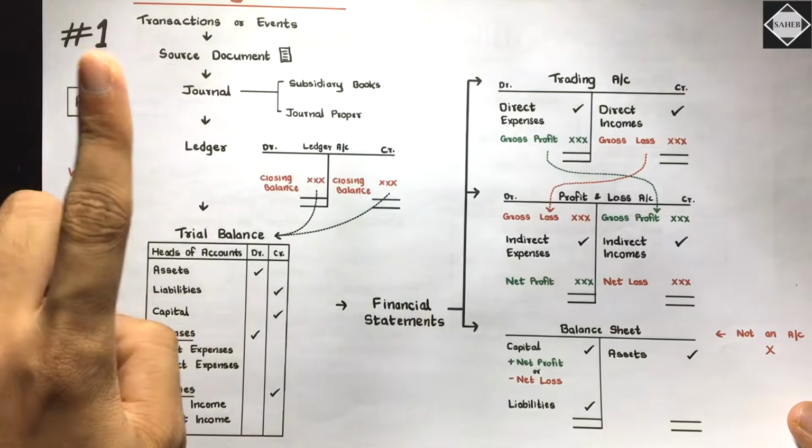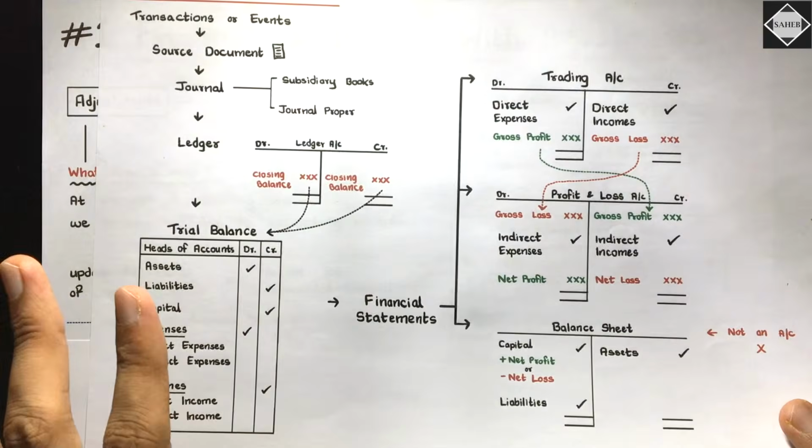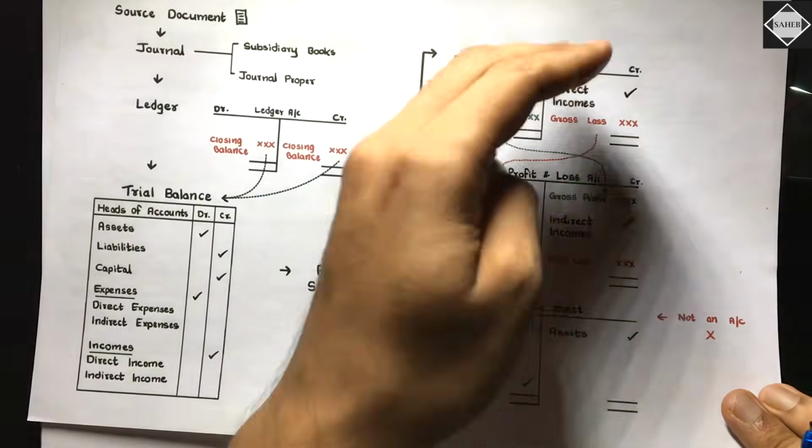This is the first method. In your class 11 you don't have this, right? In your class 11 you have what? Directly doing the adjustments in financial statements.